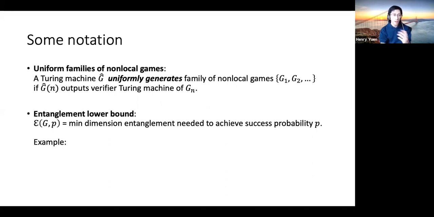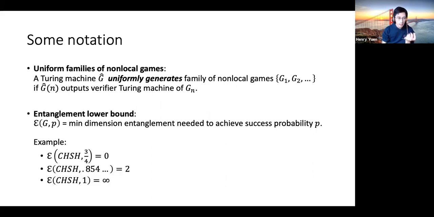We're only thinking about finite dimensional correlations now: the minimum dimension of entanglement needed to achieve some success probability P in this game. As an example, let's think about the CHSH game. To achieve probability 3/4 requires zero-dimensional entanglement, because you could achieve it with a classical strategy.